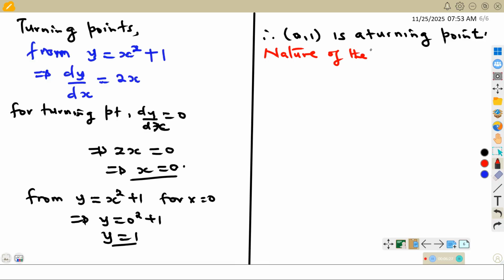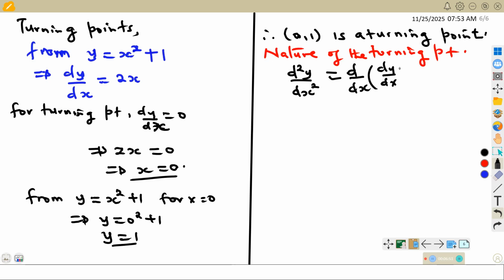So what is the nature of the turning point? Is it a maximum, a minimum, or not? We obtain the nature of the turning point by getting d2y/dx squared. That is differentiating dy/dx for the second time. We have got our dy/dx as 2x. So you are differentiating 2x, and this will give us 2.